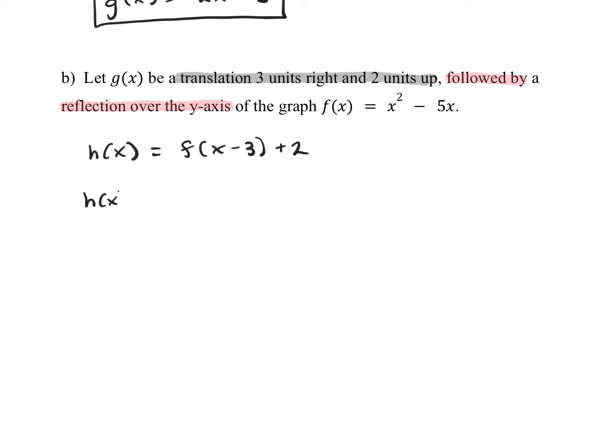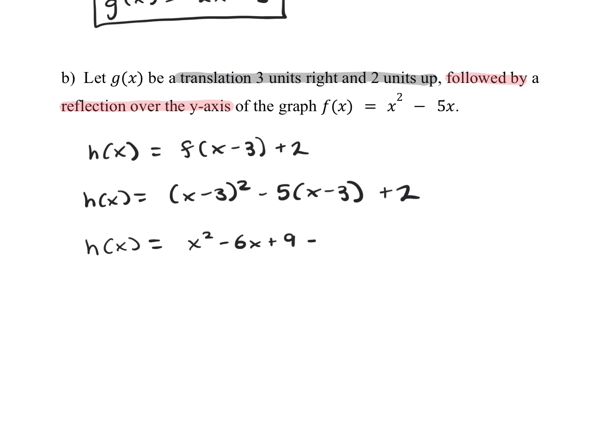So h of x would be x minus 3 squared minus 5 times x minus 3, and then I add that plus 2 after. So notice everywhere I saw an x, I replaced it with x minus 3. So I'm going to expand this out a little bit. So here we would have x squared minus 6x plus 9 minus 5x plus 15 plus 2. And then we can just combine like terms to simplify our intermediate step.